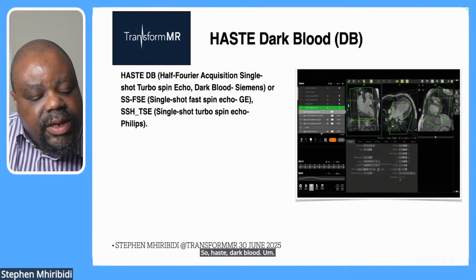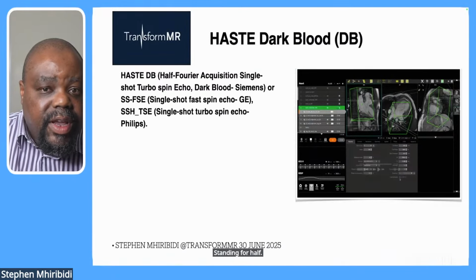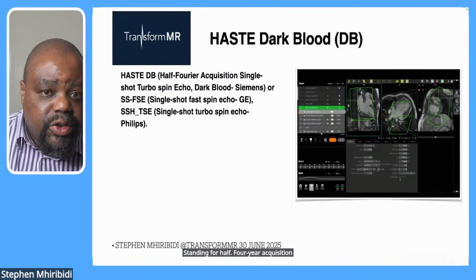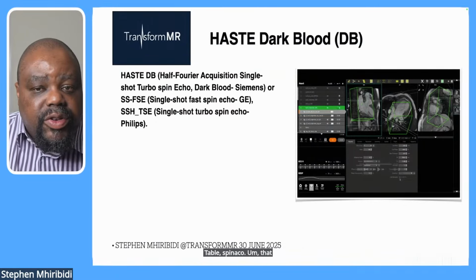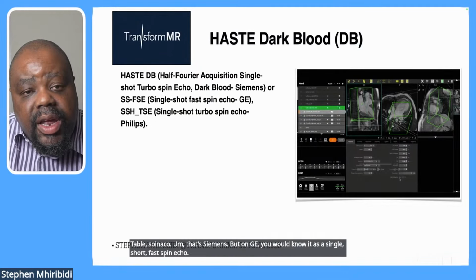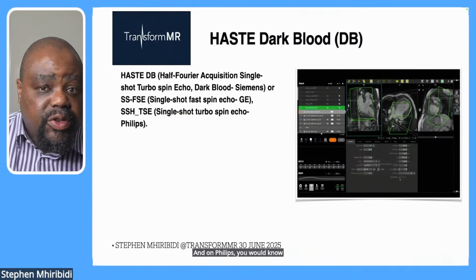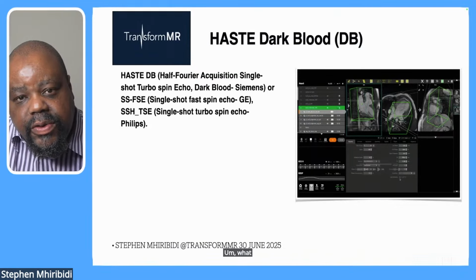Haste is a Siemens acronym standing for half Fourier acquisition single shot turbo spin echo. That's Siemens. But on GE, you would know it as a single shot fast spin echo. And on Philips, you would know it as a single shot turbo spin echo. What is this sequence useful for?